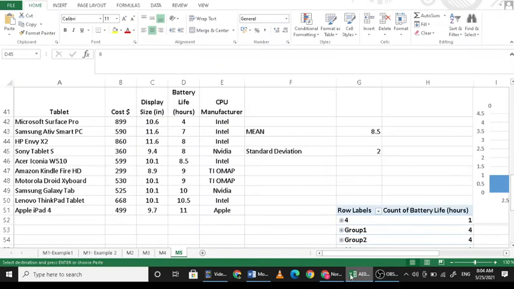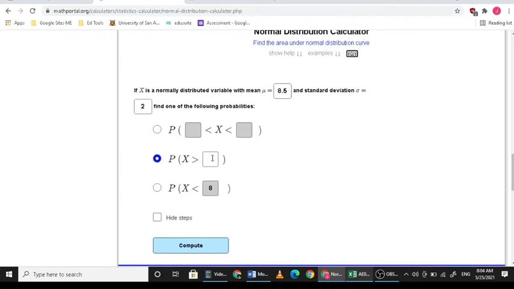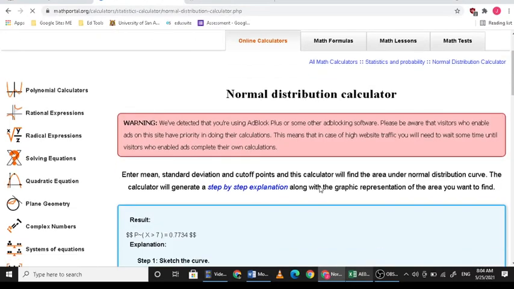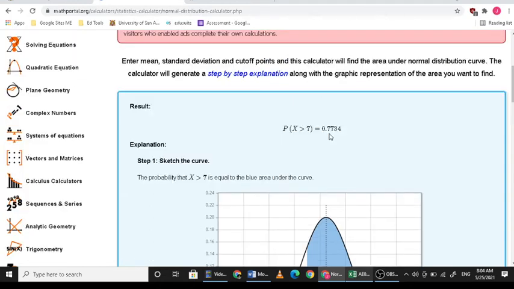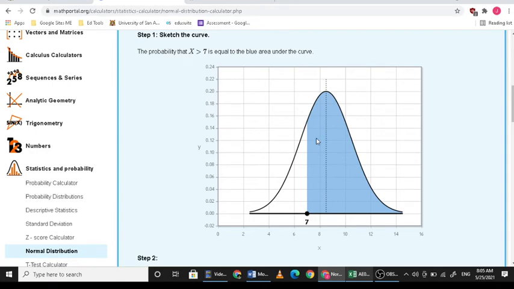And next, we have greater than. So for greater than, let's use 7 and 9. Okay? So for greater than, just click greater than, class. So that's greater than 7. So, you compute. Okay? So greater than 7 is 0.7734, or that's 77.34%. As you can see, it is more than 50%, class, since it comes from the right, since you are using greater than.